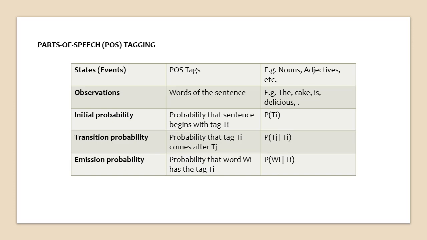So for HMMs, we have this information available here. The states or events are the POS tags, that is nouns, adjectives, prepositions, and so on. The observations are the individual words of a sentence. For example, if the sentence is the cake is delicious, then the individual words are the observations. The initial probability is the probability that the sentence begins with a particular tag. Transition probability is the probability that one tag comes after another. And the emission probability is the probability that a word has a particular tag.